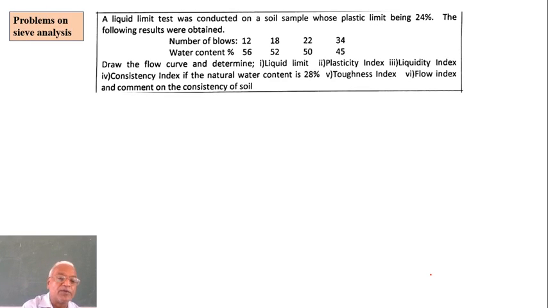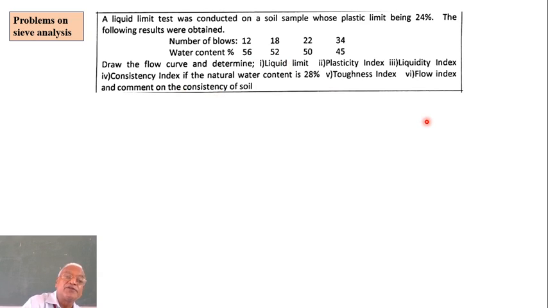Here liquid limit problems are there. A couple of them I have solved from the question paper. The problem reads this way: a liquid limit test was conducted on a soil sample whose plastic limit is 24%. The plastic limit WP is given. The following results were obtained: number of blows required and water content. Number of blows is actually number of drops. It is liquid limit by Casagrande's method. They have said draw the flow curve and determine liquid limit, plasticity index, liquidity index, consistency index, if the natural water content is 28%. Toughness index and flow index are also asked.